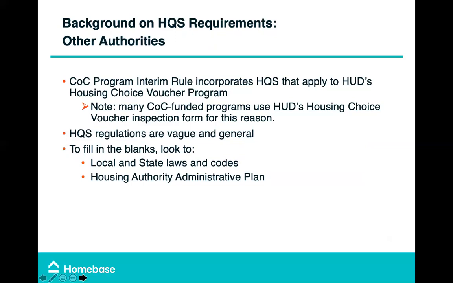It's important to be aware that these standards are intentionally vague because HQS regulations are national and they have to cover a lot of different environments, a lot of different areas with different kinds of weather, different housing stocks, urban, suburban, rural. So again, they're intentionally vague. For that reason, you're going to need to know what your local laws say and what your housing codes say in order to fill in the blanks.